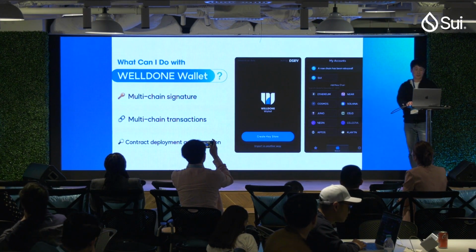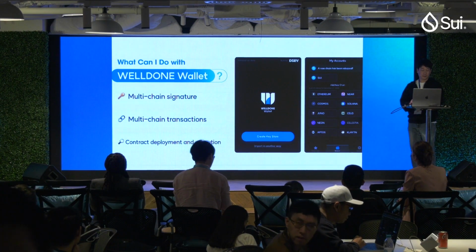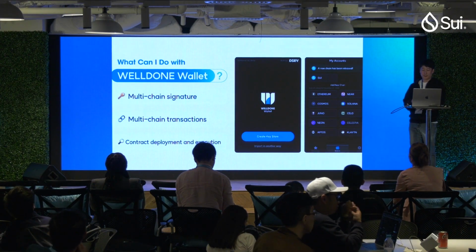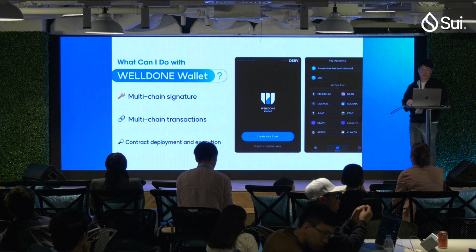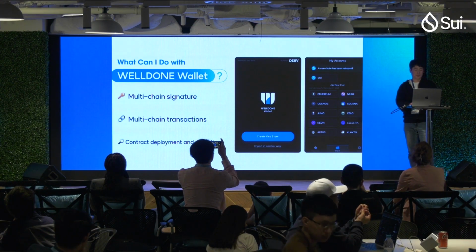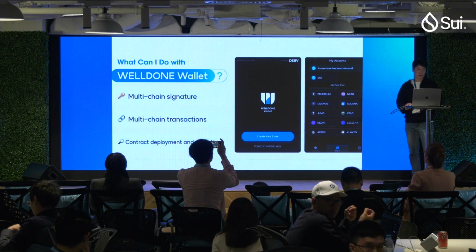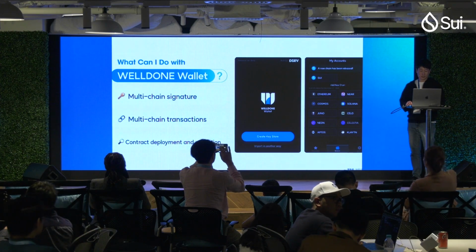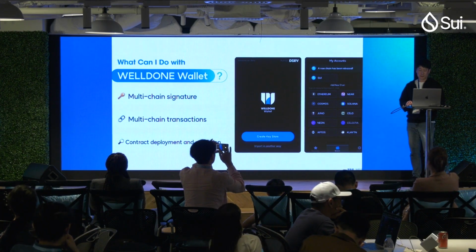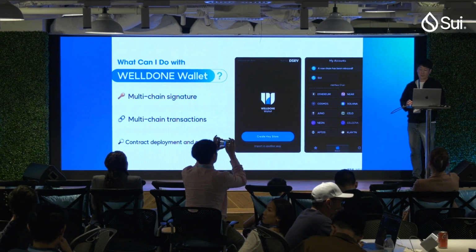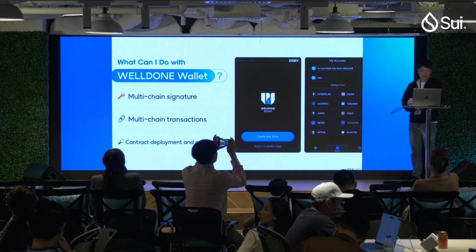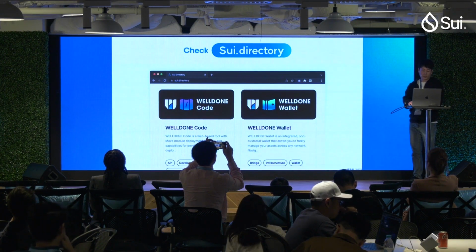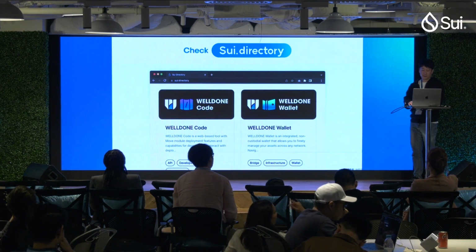Before introducing Weldon Code, let me explain Weldon Wallet. Weldon Wallet is a browser extension wallet. What makes it different from other wallets is that it supports multiple chains like Sui, Aptos, Ethereum, Near, Solana, Cosmos, and more. Using a single mnemonic, users can manage keys across different chains and interact with contracts on multiple chains through the Weldon Wallet. We can use this wallet to interact with Remix IDE. If you'd like more information about Weldon Wallet, you can find it in the Sui directory.